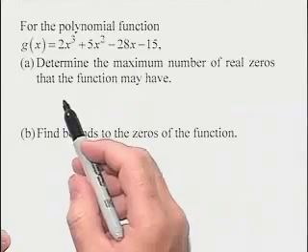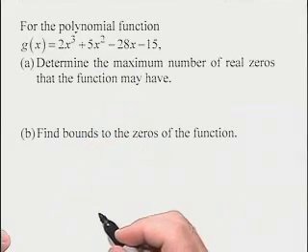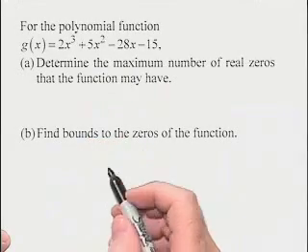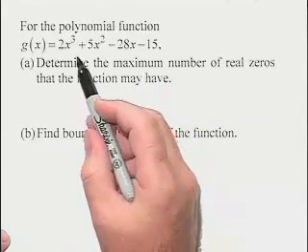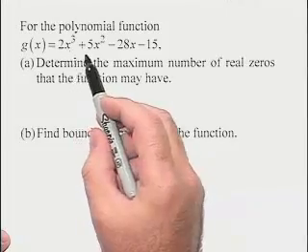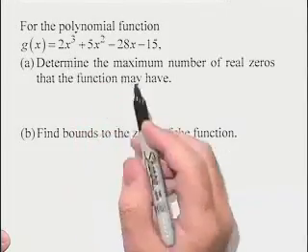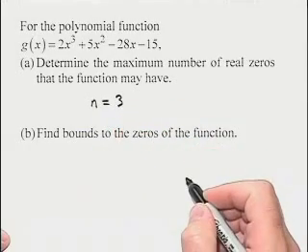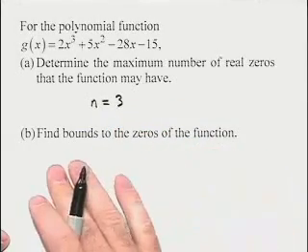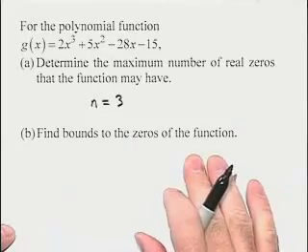The first thing we'd like to do is determine the maximum number of real zeros that the function may have. The maximum number of real zeros a polynomial function can have is equal to the degree of the function. We look at our function, we see this has a degree 3, so the maximum number of real zeros is n equal to 3. Next, we want to find bounds to the zeros for the function.